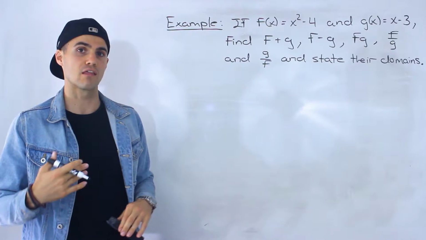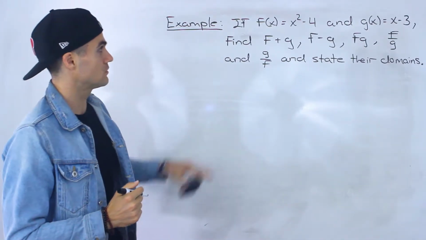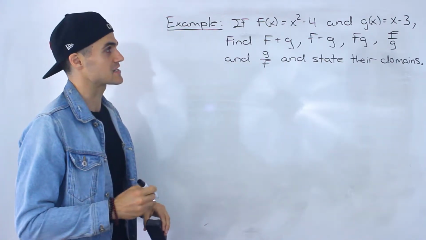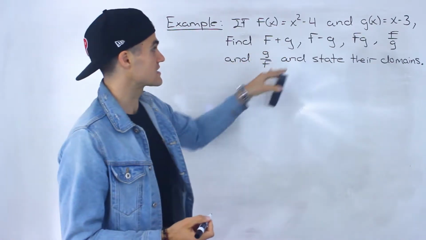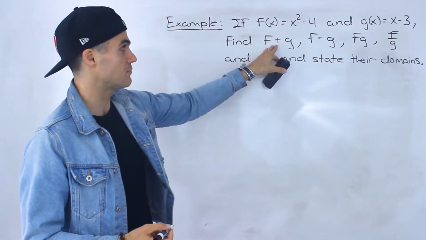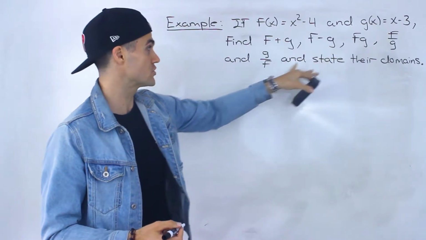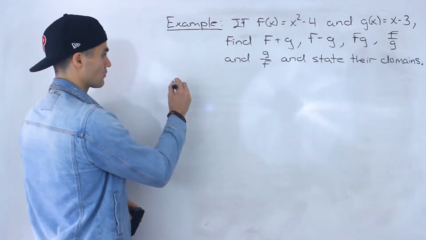So I highly recommend you go over those domain questions just so you have some good fundamentals, a nice base before covering these examples. In this video, we're told if f of x equals x squared minus 4 and g of x equals x minus 3, we have to find these 5 different functions: f plus g, f minus g, f times g, f over g, and g over f, and then state their domains. Let's go through them one by one.